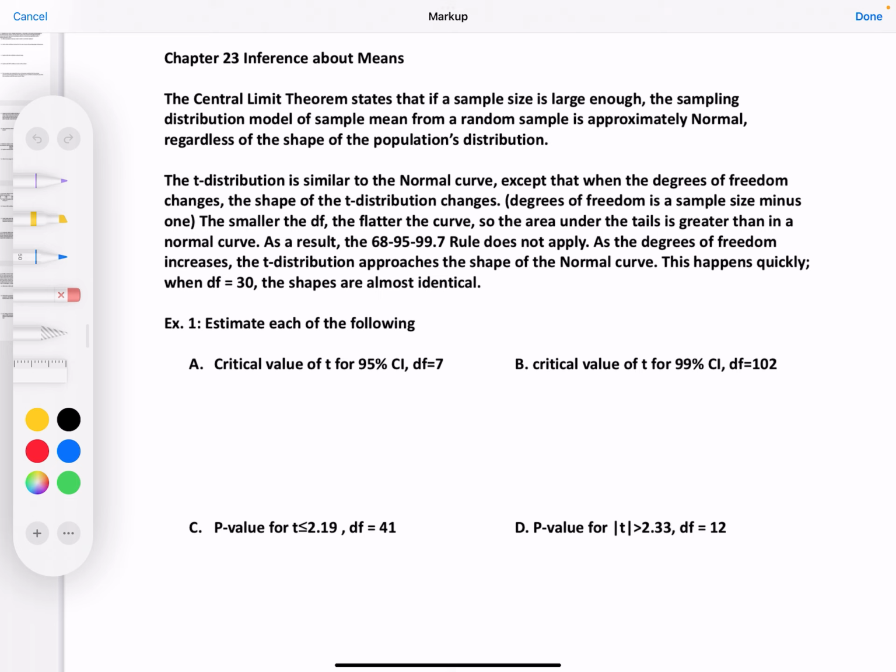The t-distribution is similar to the normal curve, except that when the degrees of freedom changes, the shape of the t-distribution changes. Degrees of freedom is a sample size minus 1. The smaller the degrees of freedom, the flatter the curve, so the area under the tails is greater than in a normal curve.